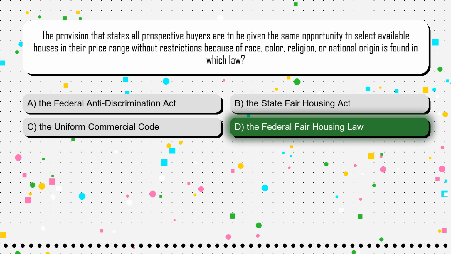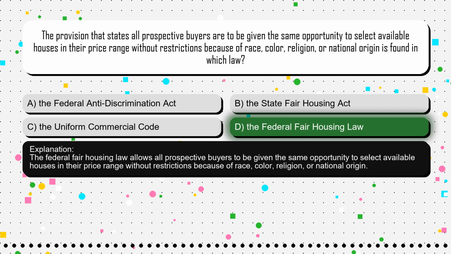The correct answer is option D, the Federal Fair Housing Law. The Federal Fair Housing Law allows all prospective buyers to be given the same opportunity to select available houses in their price range without restrictions because of race, color, religion, or national origin.